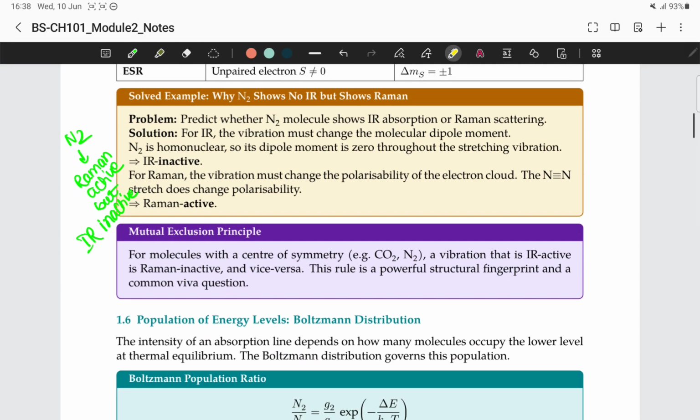Here I have already told you why N2 shows no IR but Raman shows. N2 is Raman active but IR inactive. N2 is homonuclear, so its dipole moment is zero throughout the stretching vibration. But in the Raman case, the vibration must change the polarizability of the electron cloud, and in the N triple bond N state there is a polarizability change. That's why N2 is Raman active but IR inactive. I hope this part is also clear.